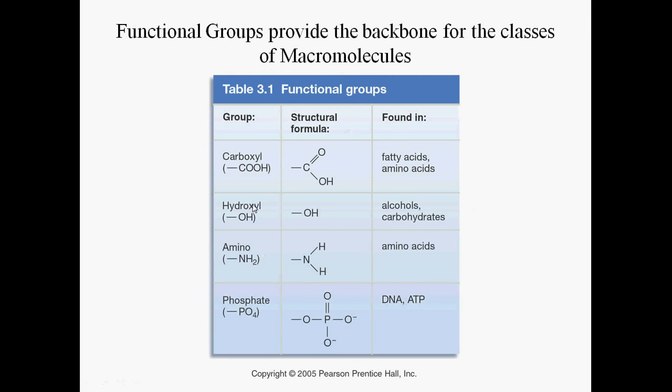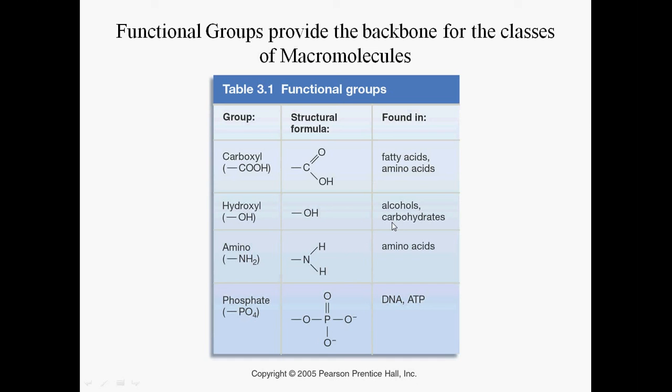Alright, just to review, you notice that in the macromolecules, the structural backbones are your functional groups. Your functional groups are your carboxyl, your hydroxyl, your amino, and your phosphate groups. The phosphate group we already discussed in the case of DNA, and you'll learn in the next couple chapters about ATP, but phosphate groups make up one of the functional groups. They're seen in your nucleic acids. Amino groups are seen in your amino acids, which make up what? Proteins. Okay? Hydroxyl groups are seen in your alcohols and your carbohydrates.